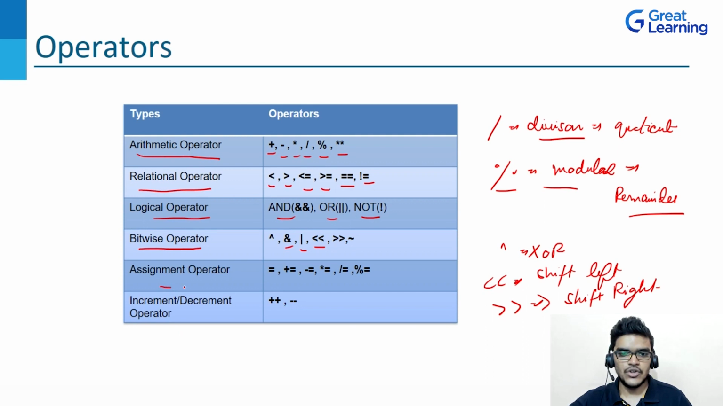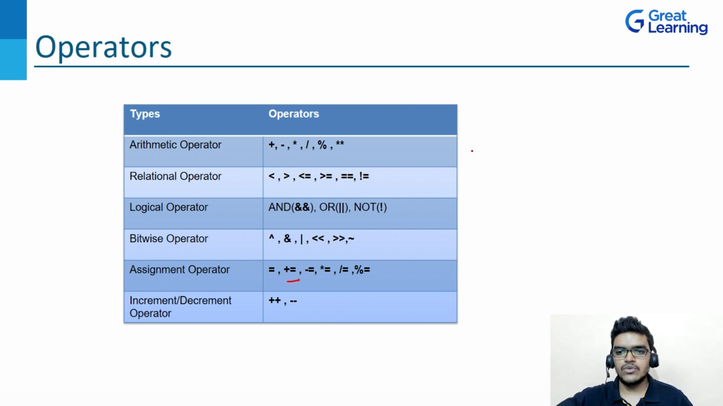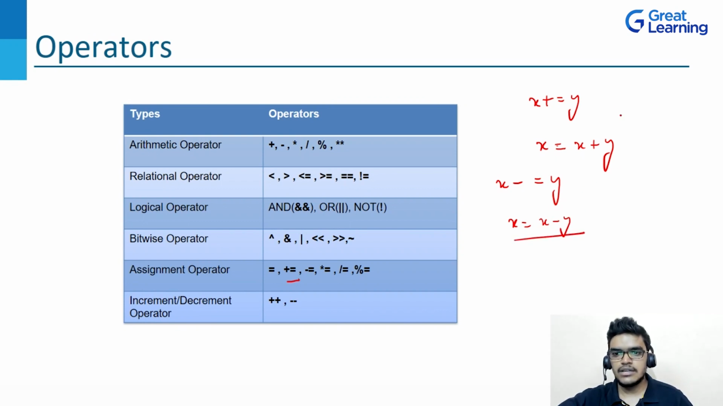Now we are having assignment operator. Assignment operator means assigning the value. If I'm writing here, this is a variable in PHP, and if I'm writing this, that means I'm assigning 5 value to this variable. So this is an assignment operator. Next, so now what do you mean by plus equal to? So let's take an example. If I'm writing x plus equal to y, that means x is equal to x plus y, right? Similarly, if I'm writing x minus equal to y, that means x equal to x minus y. So in this way, this assignment operator work, right?